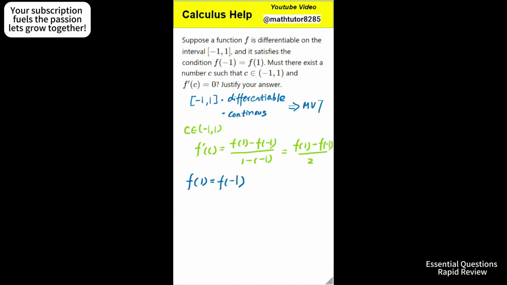Next step is to use the given condition. We are told that the value of f at -1 equals the value of f at 1. So when we subtract them, the result is 0. Dividing 0 by 2 still gives 0. So the derivative of f at the point c is 0. Next step is to interpret the result. This means there is indeed a number c between -1 and 1, where the derivative of f is 0. So the statement is true.